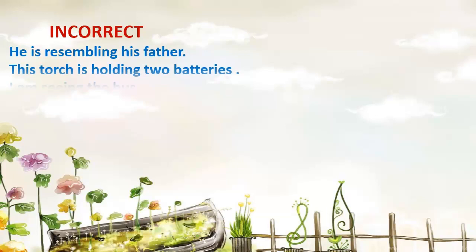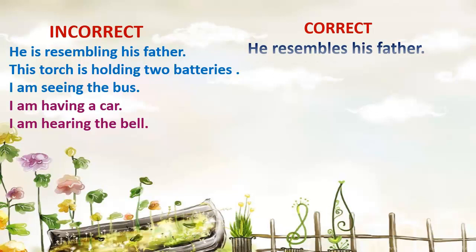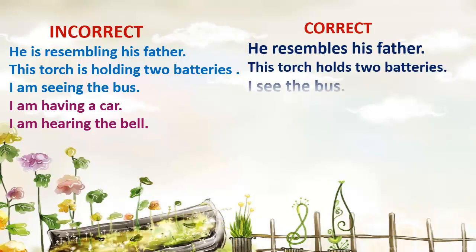Incorrect, he is resembling his father. Correct, he resembles his father. Incorrect, this torch is holding two batteries. Correct, this torch holds two batteries. Incorrect, I am seeing the bus. Correct, I see the bus. Incorrect, I am having a car. Correct, I have a car. Incorrect, I am hearing the bell. Correct, I hear the bell.